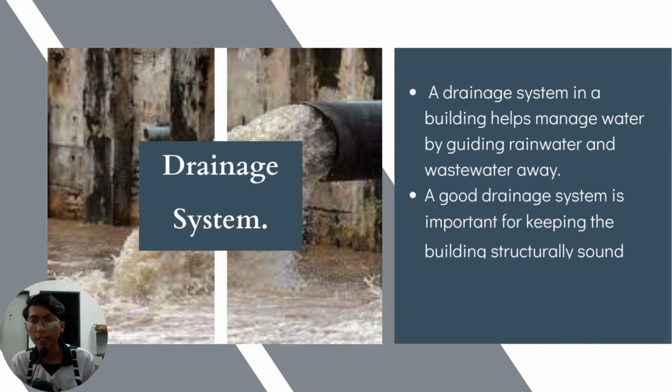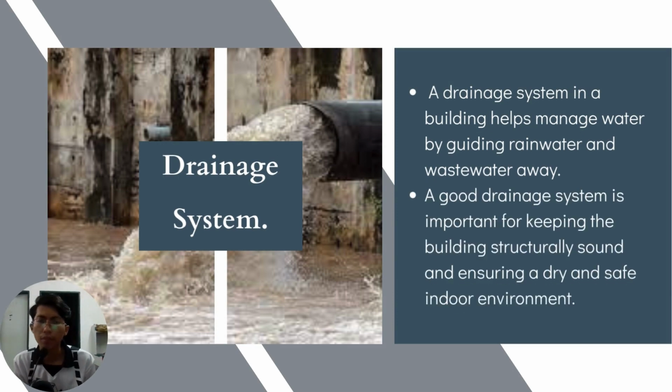Next is the drainage system. A drainage system in a building helps manage water by guiding rainwater and wastewater away. That means the drainage system is the system that removes the wastewater from the building. A good drainage system is important for keeping the building structurally sound and ensuring a dry and safe indoor environment.